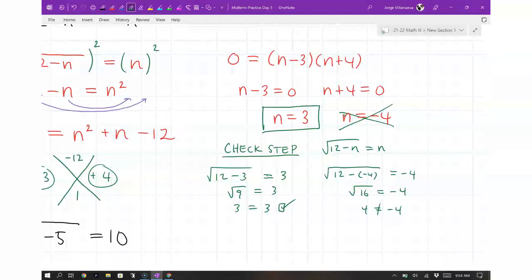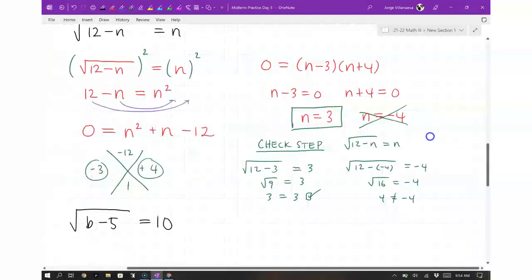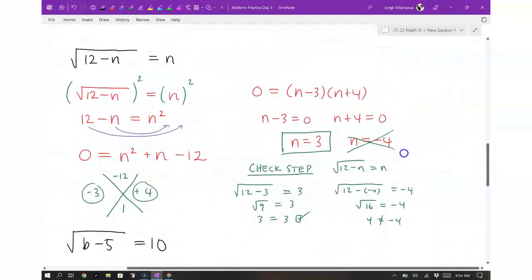Because even though you did nothing wrong, you did everything correct, you solved, you factored, and everything, not all the answers we find for square roots work. So we got to see which ones work, which ones don't. Okay? Let me zoom out really quick. Any questions on this one? I mean, you can see all the work right there.